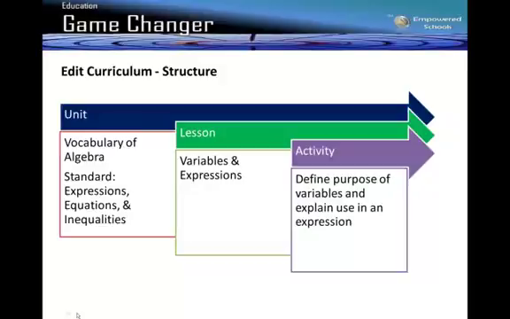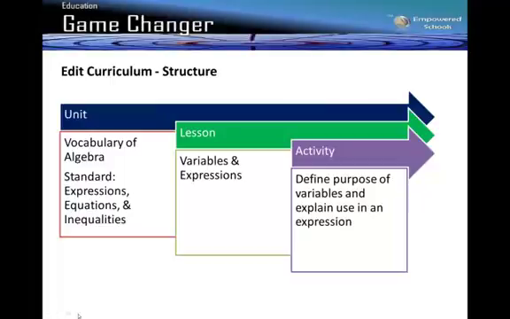Editing curriculum within the Game Changer software requires an understanding of structure within the curriculum. Within each class, there can be multiple units. And within those units, there are multiple lessons, and each lesson should have multiple activities. An example is included on the screen.